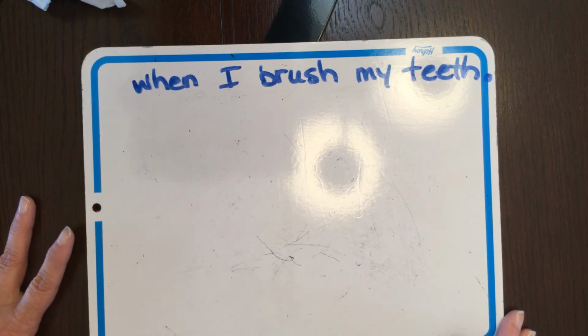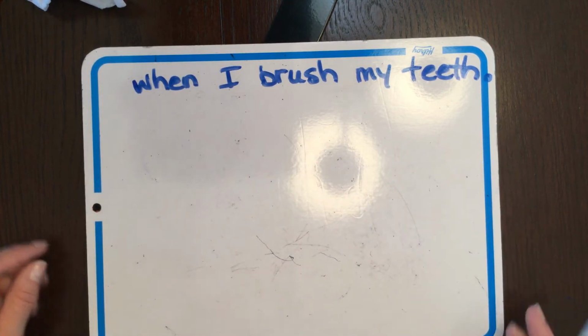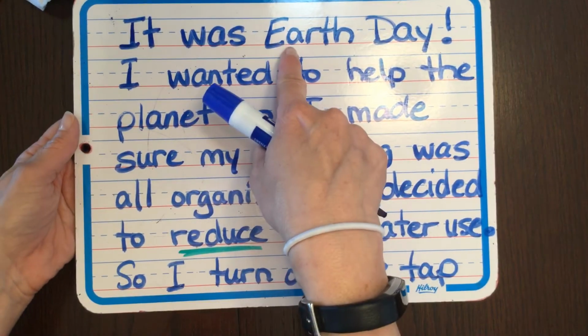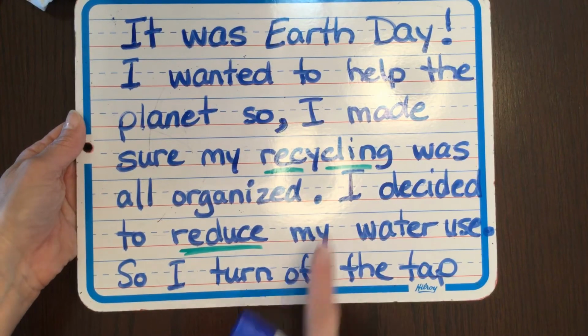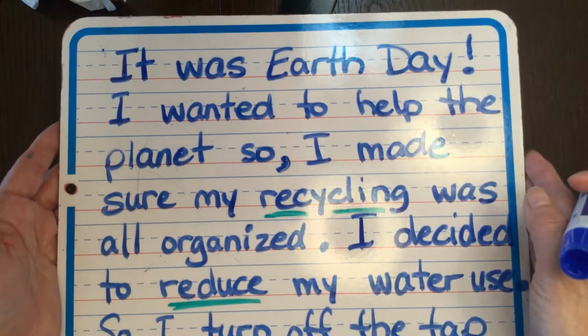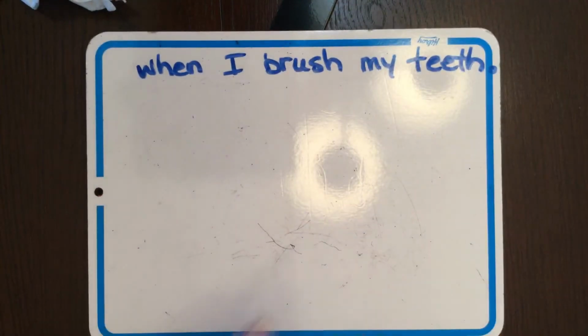I have capitals and periods and I also have spaces between my words, but what word am I missing? Let me see. I have a beginning sentence. I have most of my middle. I use the word recycle. I use the word reduce, reuse, recycle. What can I reuse?